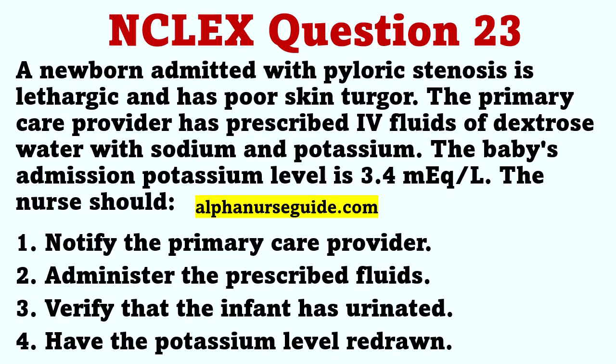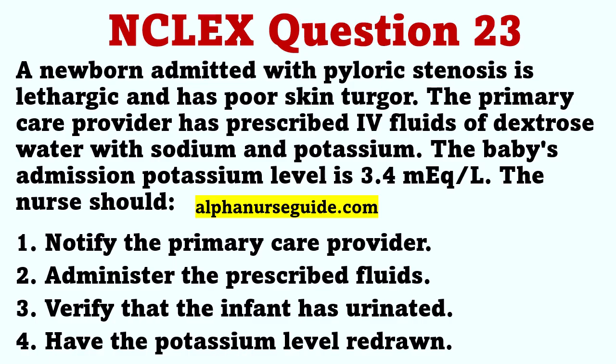A newborn admitted with pyloric stenosis is lethargic and has poor skin turgor. The primary care provider has prescribed IV fluids of dextrose water with sodium and potassium. The baby's admission potassium level is 3.4 milliequivalents per liter. The nurse should: 1. Notify the primary care provider. 2. Administer the prescribed fluids. 3. Verify that the infant has urinated. 4. Have the potassium level redrawn.